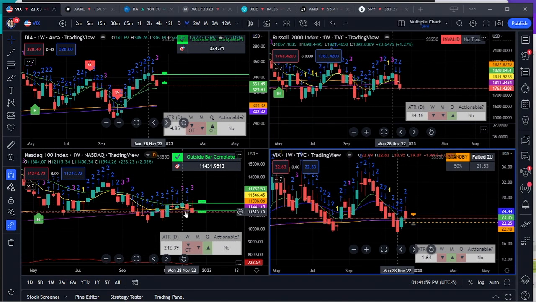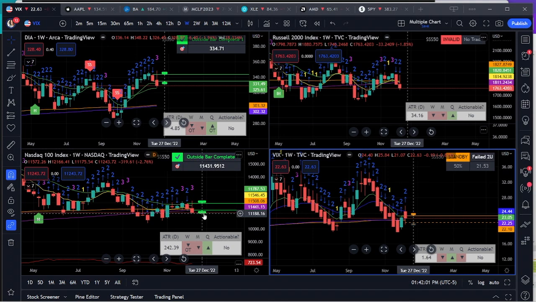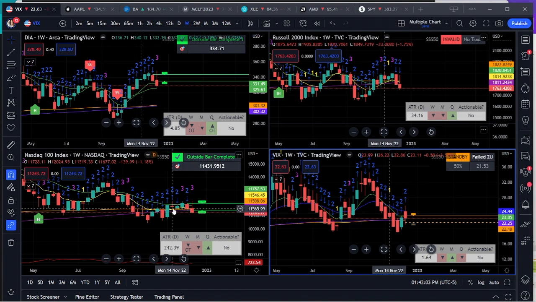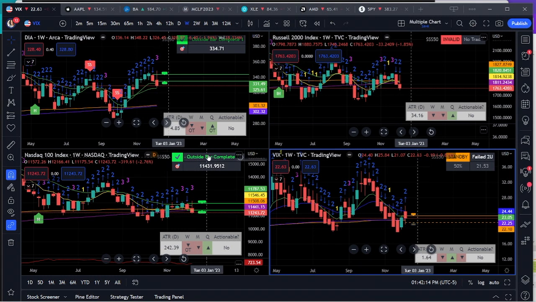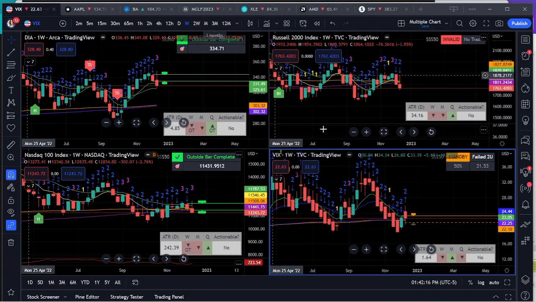Now we might see a little bit of correction because we do have some exhaustion risk. It's not a broadening formation drawn on the Nasdaq, but you can see that right here we're kind of at the bottom of one. So we might see a little bit of correction before we continue down, but I would expect for us to do a 3-2 on the week, just how this is looking.